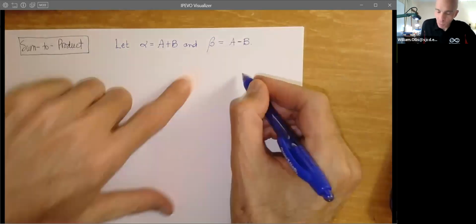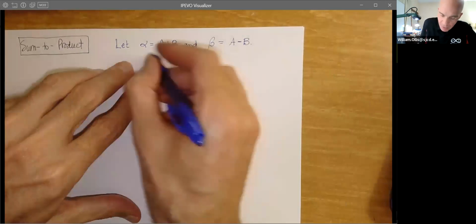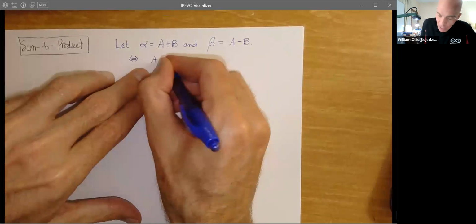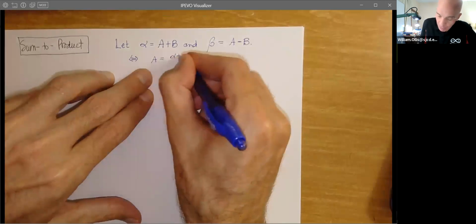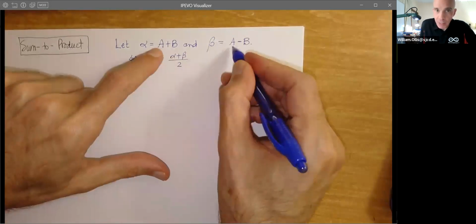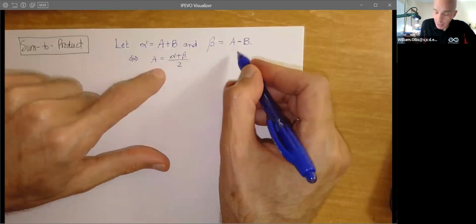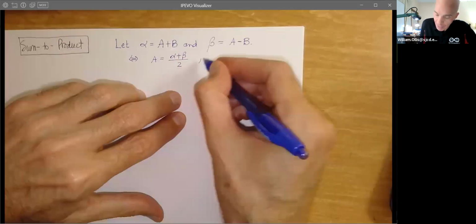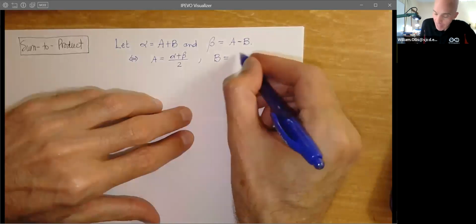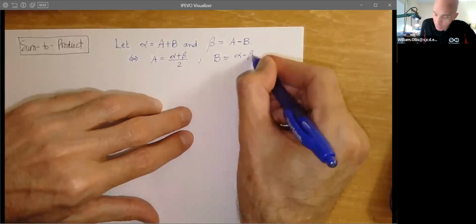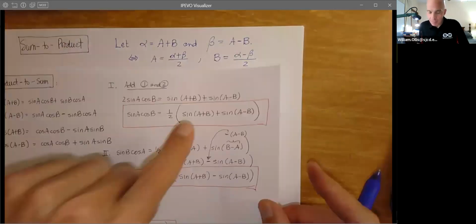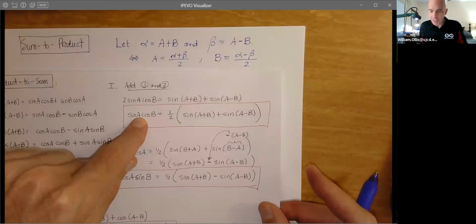Now, why is this any good? Well, here's the kicker. Equivalently, A is equal to the average of alpha and beta. If you add alpha and beta, you get 2A. The B's absorbed, divide by 2, you have A. And B is just the difference between alpha and beta divided by 2. So this is a common change of variable. Now you make this easy and make this more complicated. So let's fill it in.